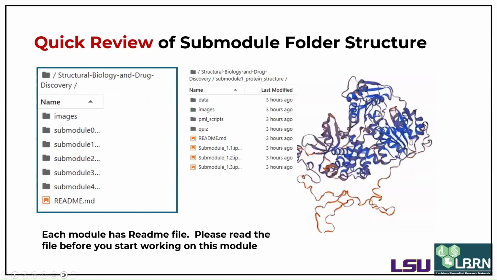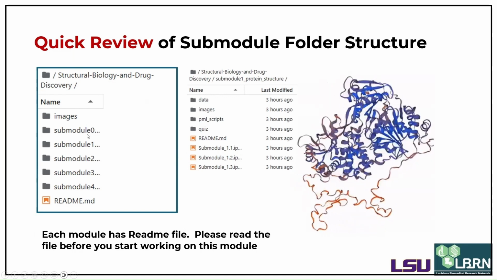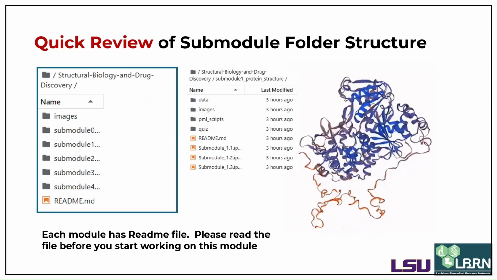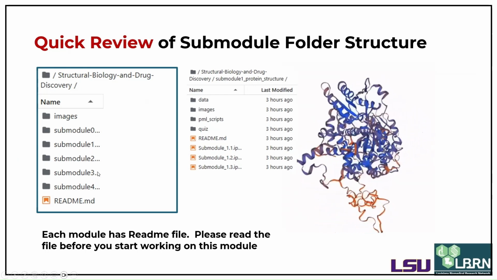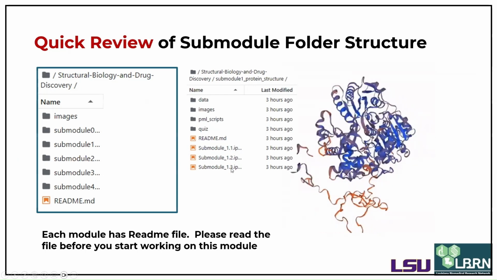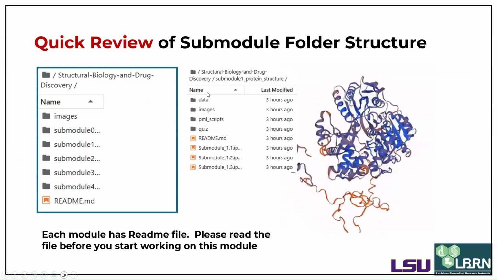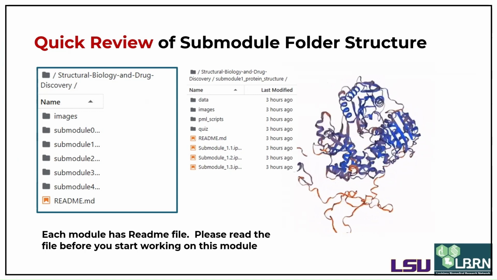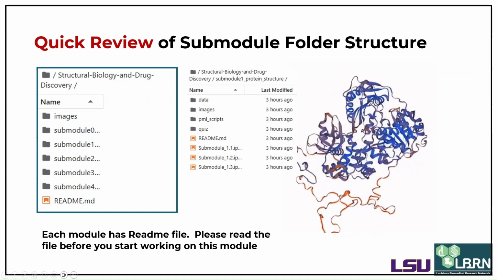A quick review of the submodule folder structure. You have 0 to 4 here. Module 0 is basically how to execute PyMol and Autodock using the Jupyter Notebook. The majority of the module's contents are covered in 1 to 3. Within this, we have submodules 1.1, 1.2, 1.3, divided for convenience. We have data files there, and you can pull the data from there to visualize. Some of the PML scripts are also there. We have provided a minimum number of PML scripts. The remaining ones will be generated when you run some of these scripts.